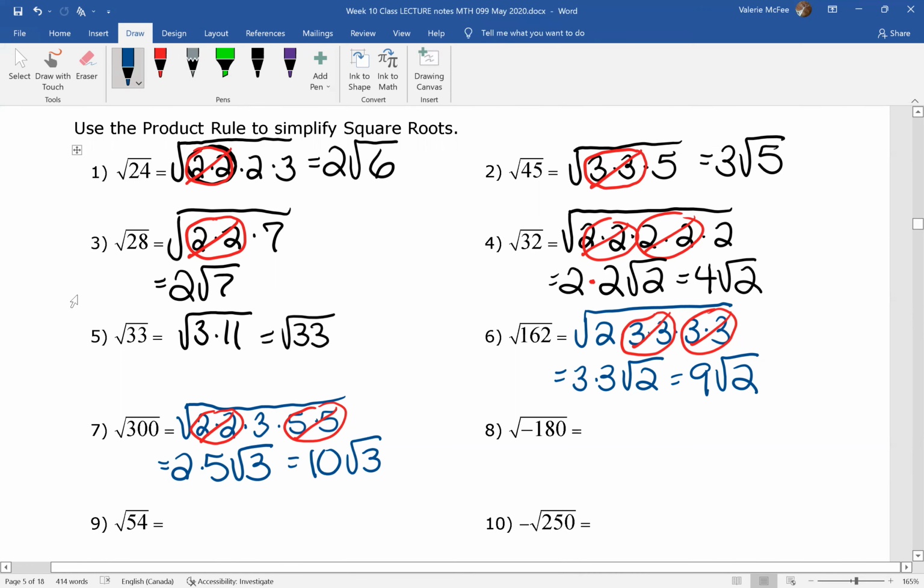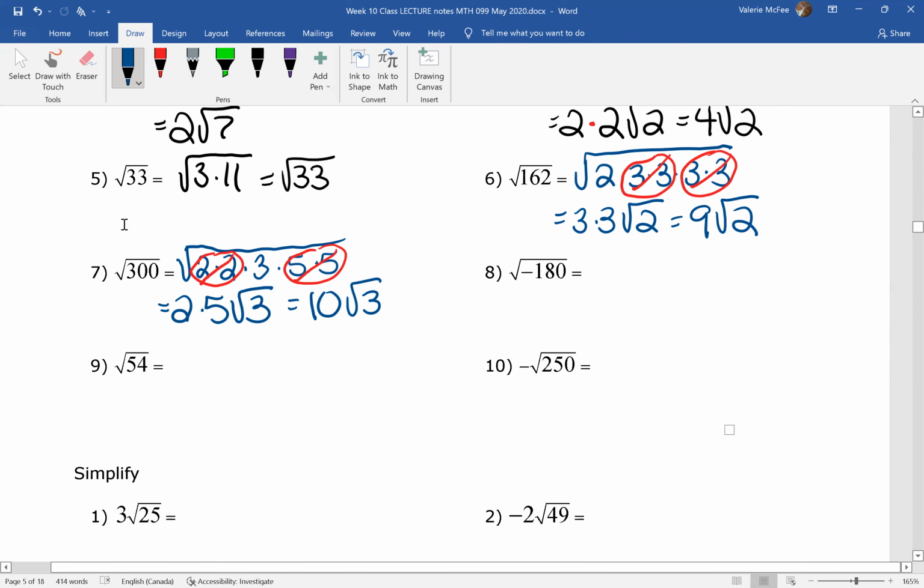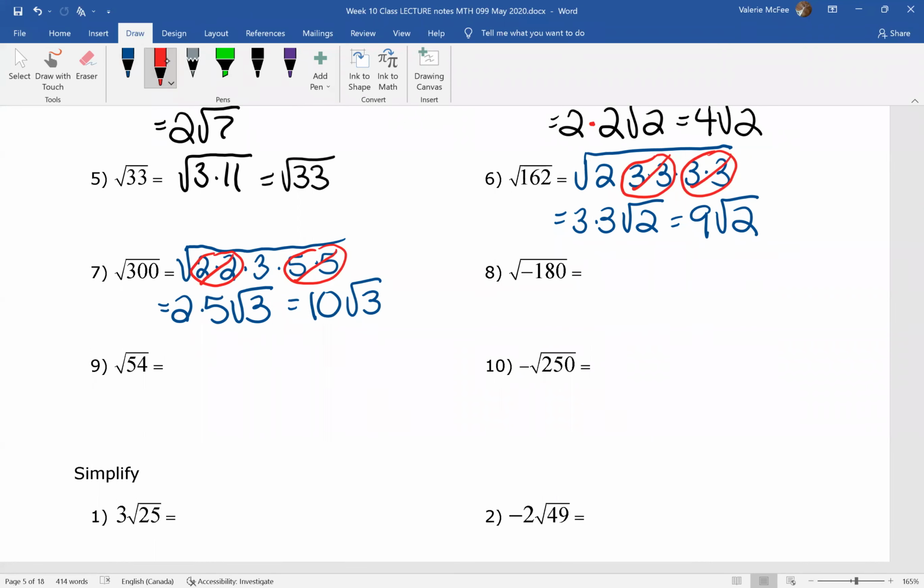What about question 8? It's the square root of negative 180. This has an even index. That means there is no real solution. We're not going to worry about the imaginary solutions. Pause your video now and simplify numbers 9 and 10.